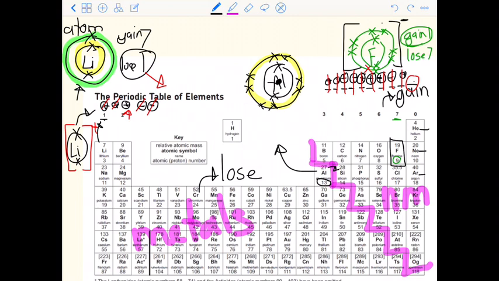If it is more than 1, we would write 2, but if it's just the 1, we can just write the symbol. So it's no longer neutral, so we can no longer call it an atom. Now we need to call this one or this one, so this lithium or this fluorine, ions. So an ion has a charge. It's gained or lost electrons, so it now has a charge.